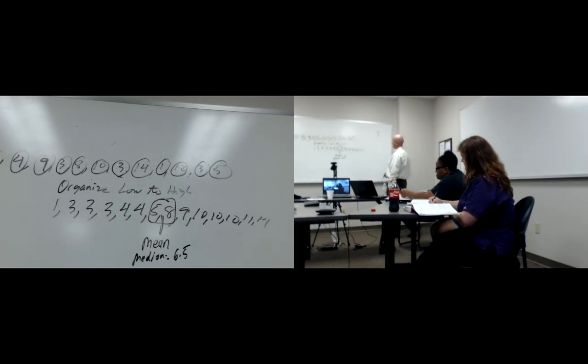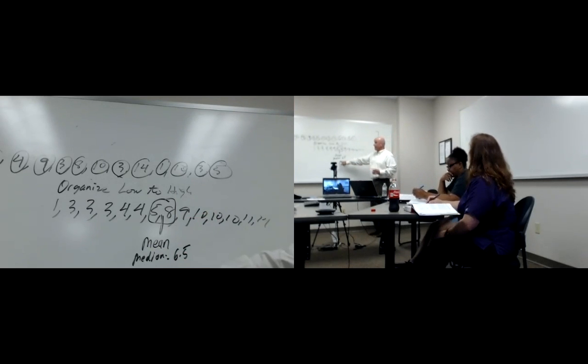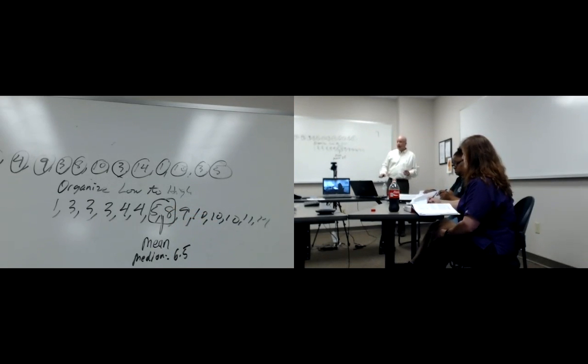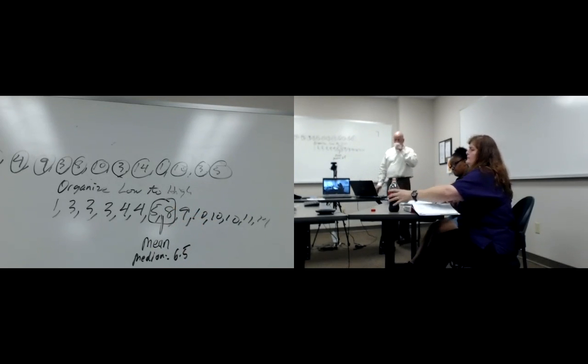So I could say 8 and 5 is 13, divided by 2, 6.5. Notice that when you have an even number, 6.5 doesn't even appear as one of my values. So it doesn't have to. You take the median by taking the average of the two middle numbers.